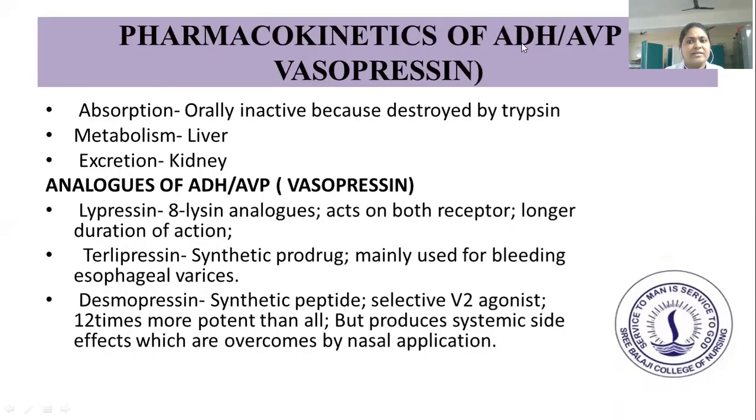And the pharmacokinetics of antidiuretic agents or analogs of vasopressin are: one is absorption, next is metabolism, and next is excretion. So what happens in the absorption? It is orally inactive because it is destroyed by trypsin, metabolism takes place in the liver, and the excretion takes place in the kidney.